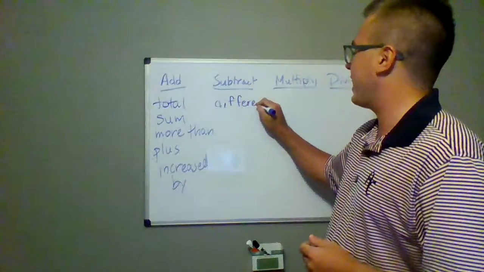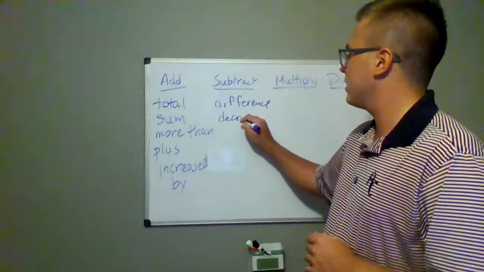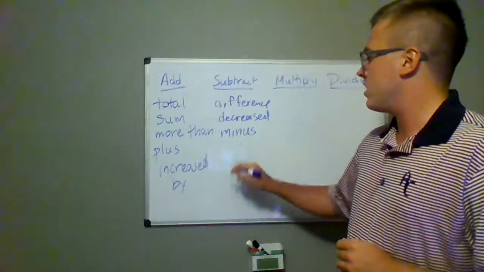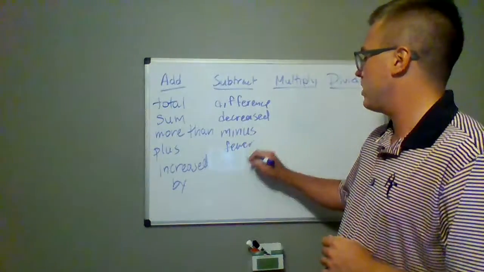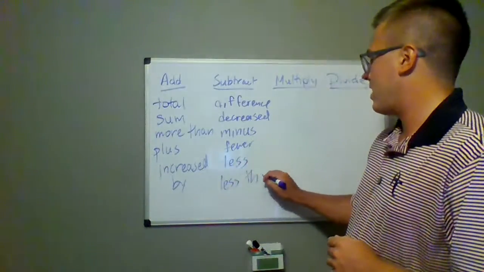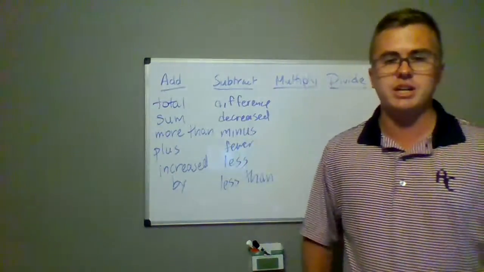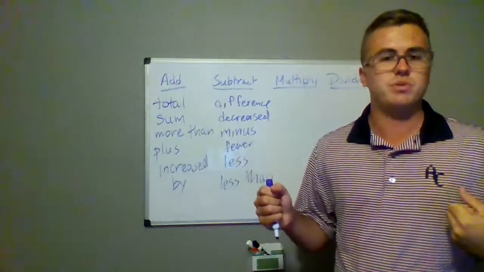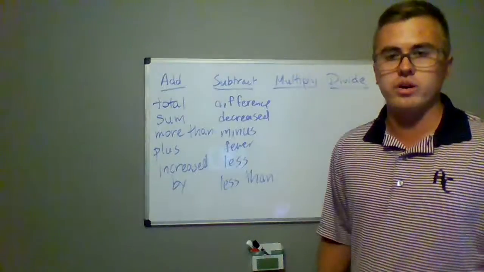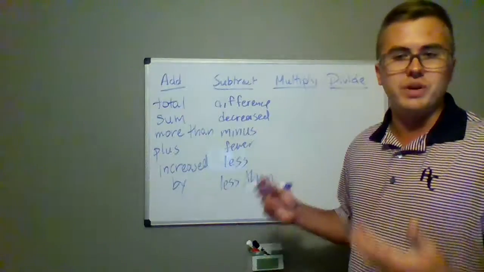For subtraction, there's always the difference. The difference is the answer to a subtraction problem. There is decreased. There's just minus. There's fewer. There's less. And then there's less than. And that goes along with more than, but more than is a little bit easier because in addition, you can reverse the order and it doesn't really matter. With less and less than, we're going to do an example where it's really important which one we're using because it'll change the order in which we do things.